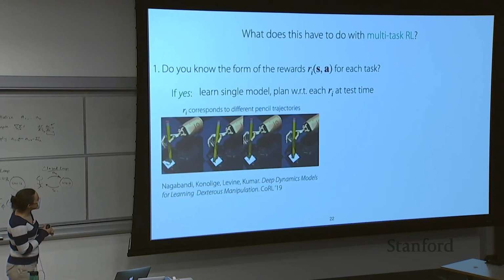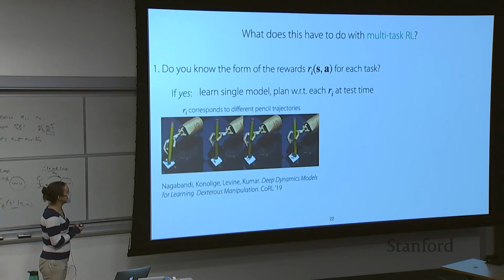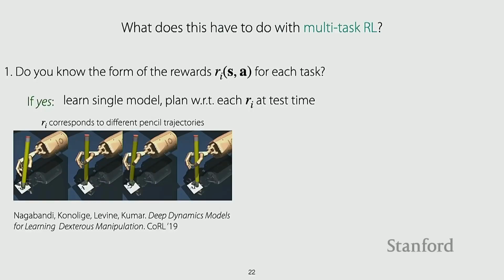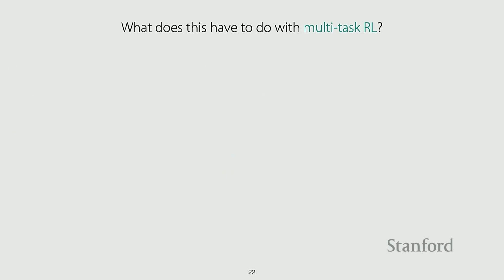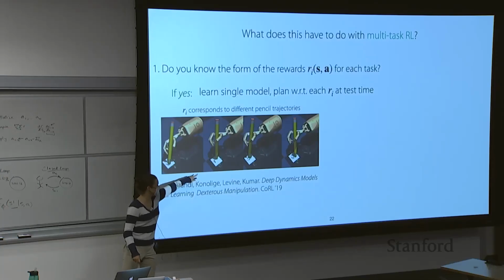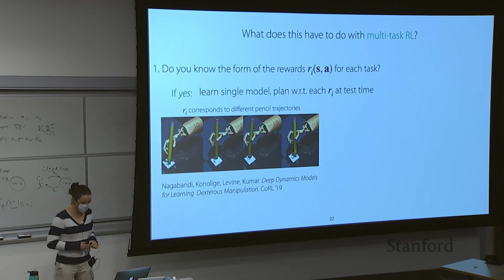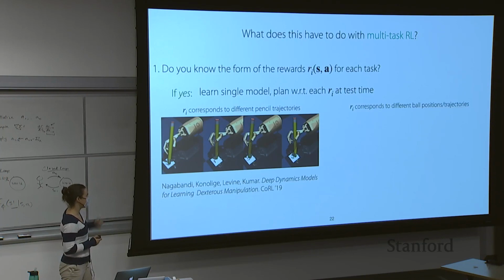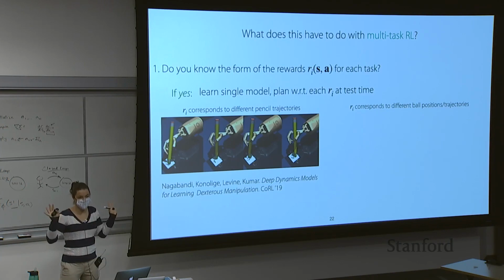As an example for this, R_i might correspond to trying to accomplish some different pencil trajectories by essentially writing different characters. What this approach is doing is running planning with respect to a model that it learned to write these different trajectories and write these different digits. So for example, the second one is a 7, the third one is a 4. I think the last one might be a 5. R_i corresponds to these different trajectories, and once we have our model, we can plan to accomplish all of these different trajectories at test time.